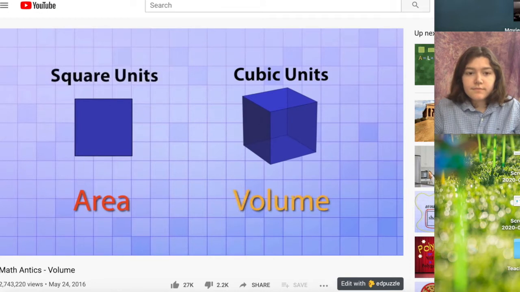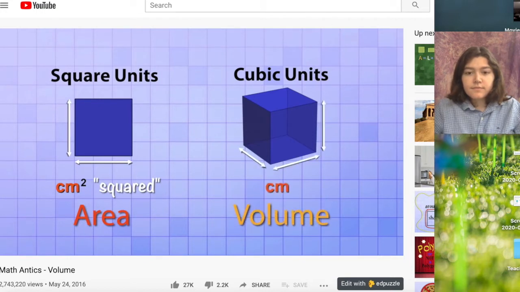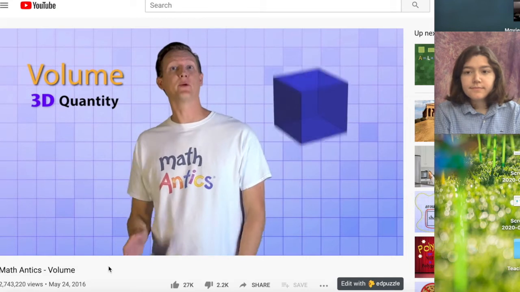Since square units are made by multiplying two one-dimensional units together, like centimeter times centimeter, we can abbreviate them using the exponent notation, centimeters to the second power, or centimeters squared. And since cubic units are made by multiplying three one-dimensional units together, like centimeter times centimeter times centimeter, we can abbreviate them using exponent notation, centimeters to the third power, or centimeters cubed. Okay, so volume is a 3D quantity for measuring 3D objects.